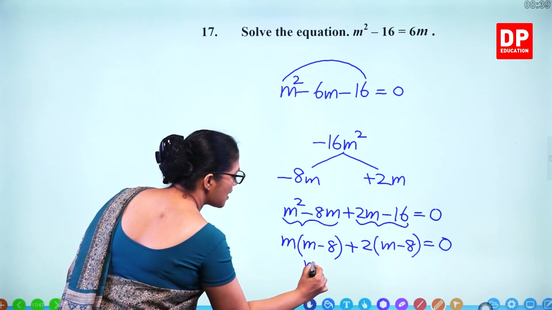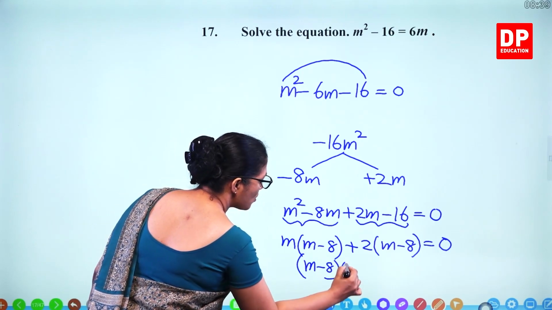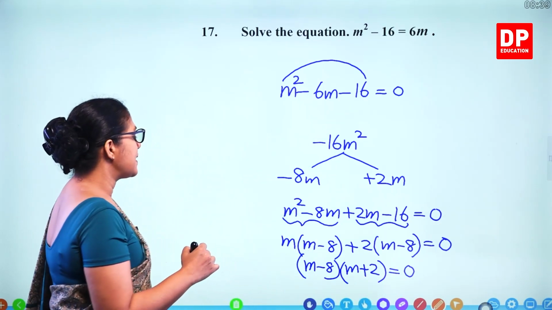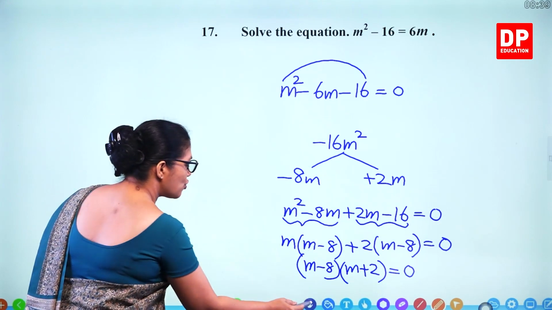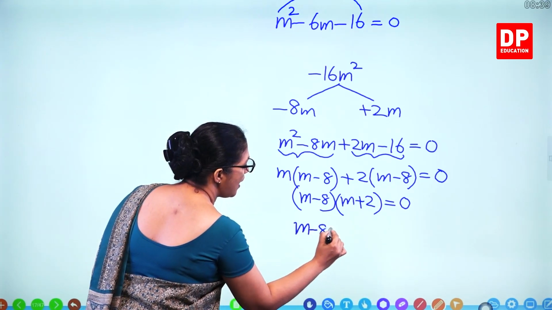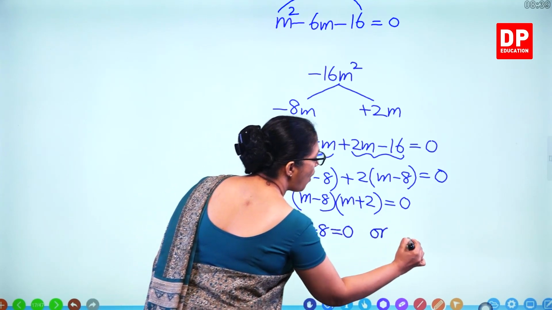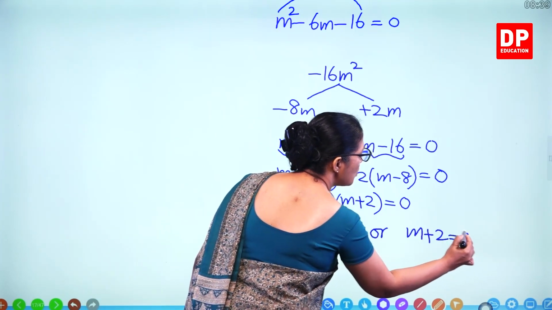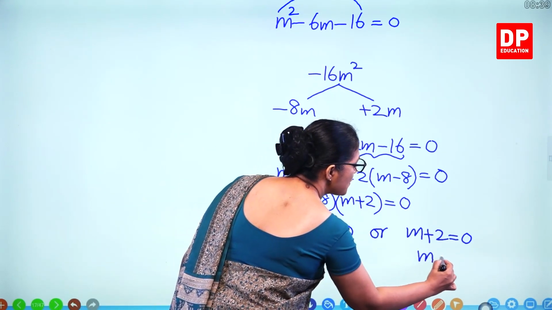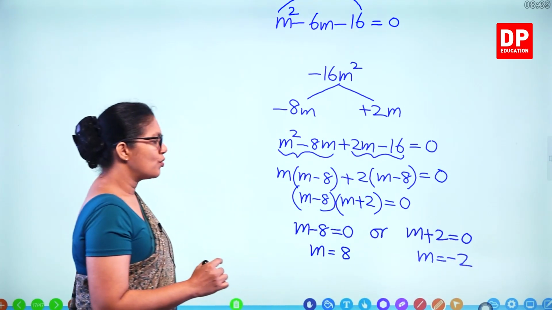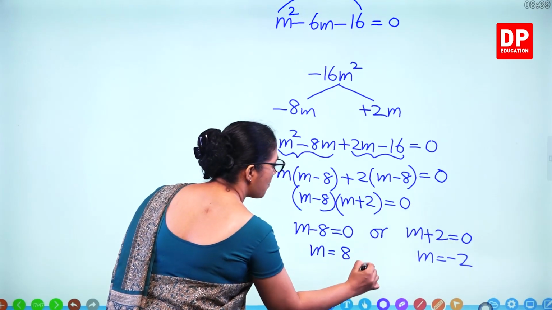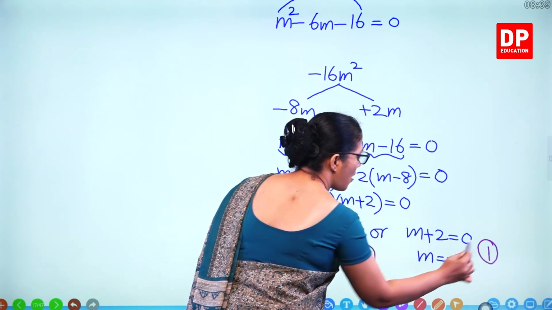So what are the factors? m minus 8 is common, take it out, m plus 2 is remaining. So m minus 8 and m plus 2. The product of the two factors is equal to 0, which means either m minus 8 is 0 or m plus 2 is equal to 0. So m becomes plus 8 or m becomes minus 2. So two solutions, you get 2 marks for that: 1 mark for this one and 1 mark for this answer.